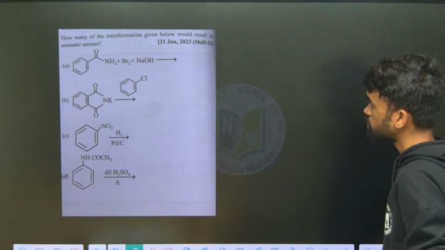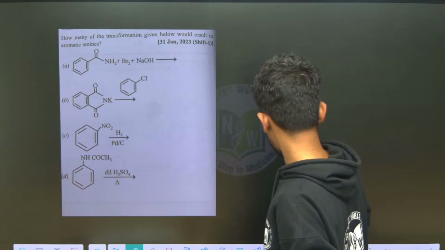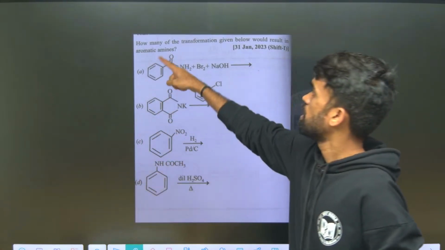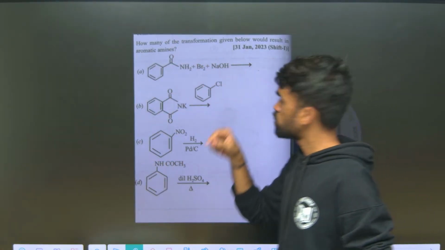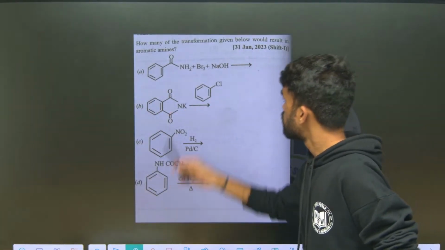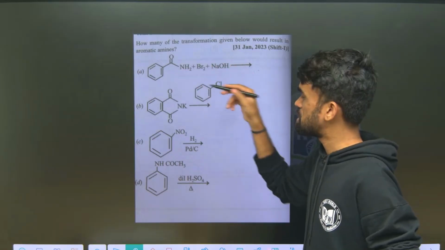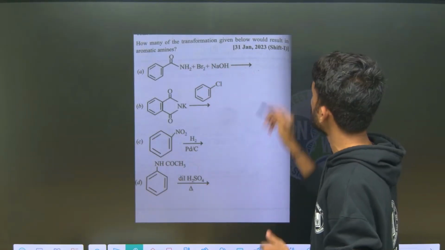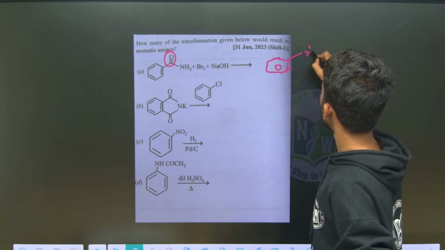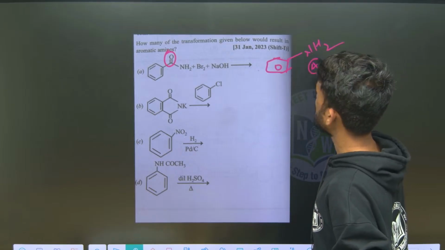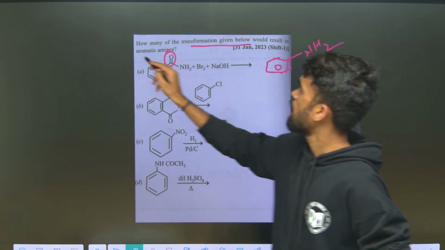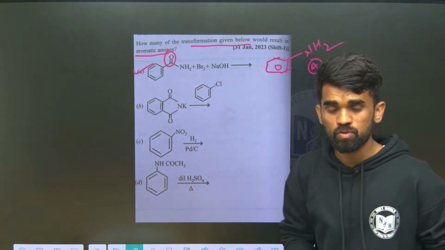Okay, next, here I have one more question based on a few more named reactions. So tell me here, first one is what? Amide is given, treating with Br2 NaOH. So what happens with this Br2 NaOH? We know amides with Br2 NaOH, just now we have discussed the Hofmann bromamide reaction. So this will result in forming, just remove this part, this will be your product. What they are asking is, how many of the transformations given below would result in aromatic amines? So the first one will result in forming an aromatic amine.